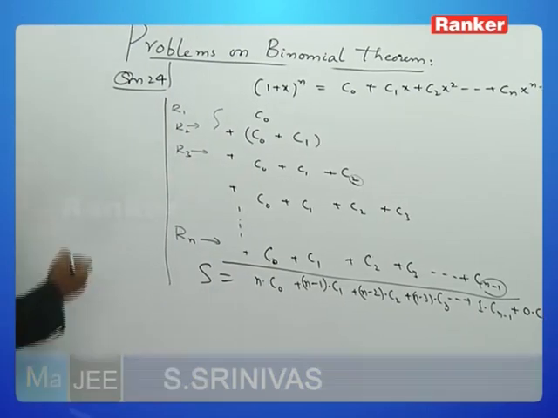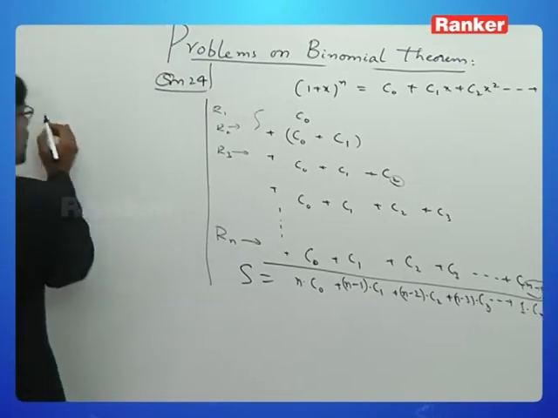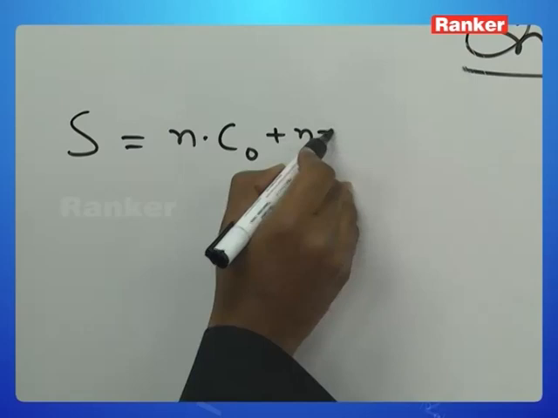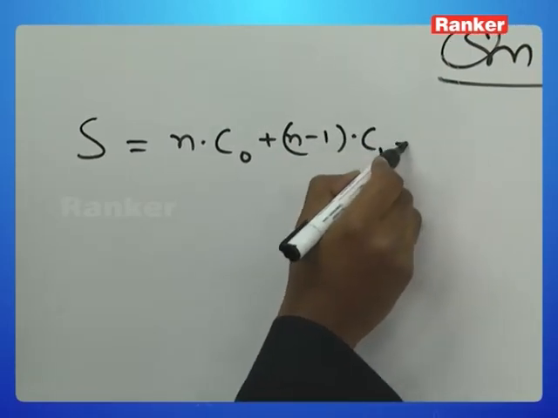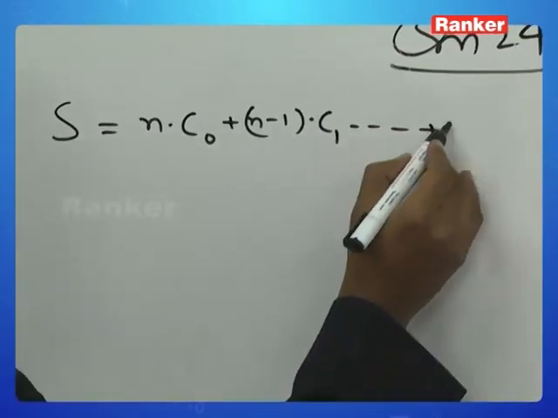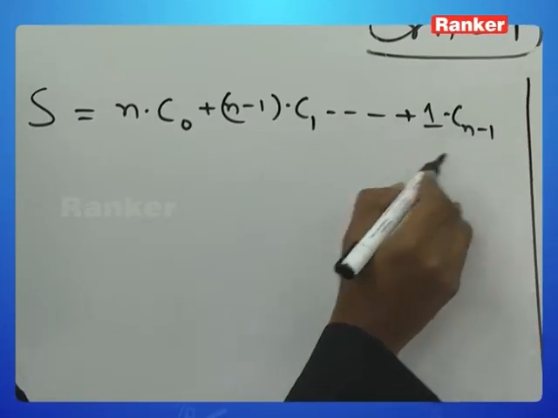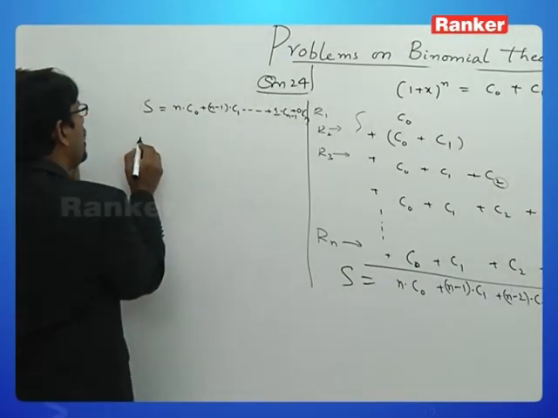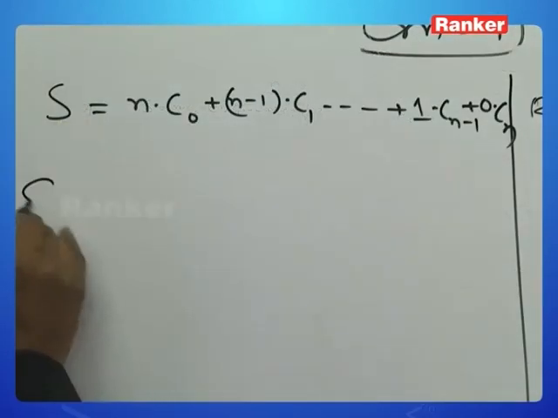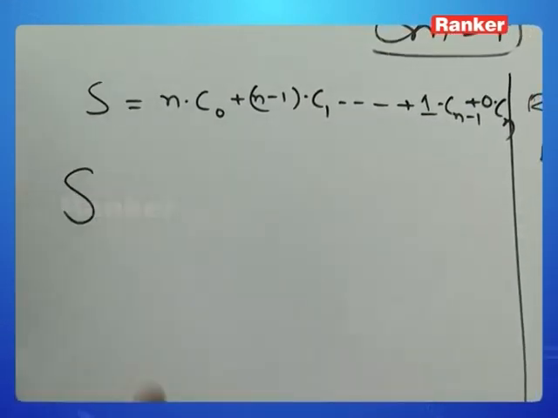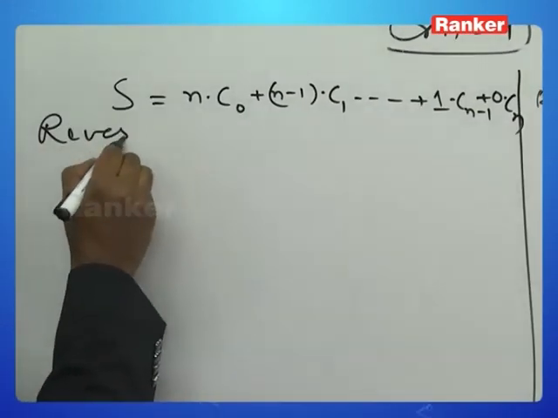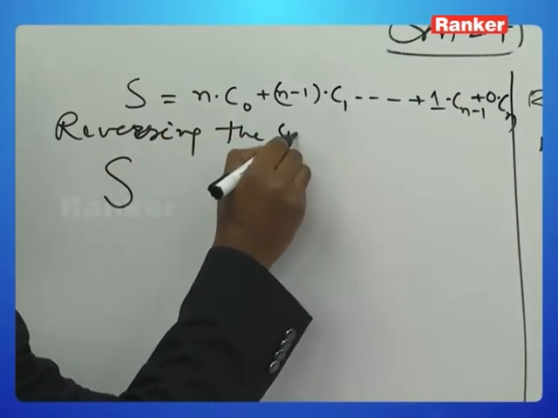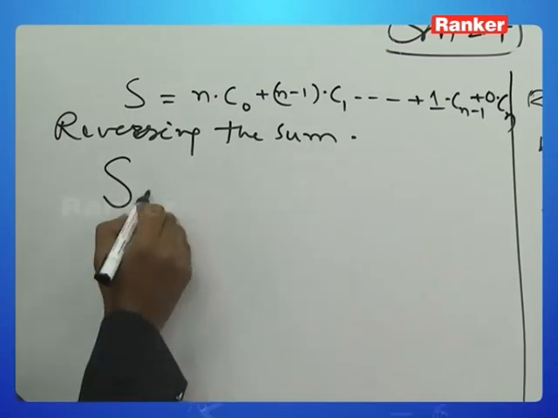What is my S here? S is equal to n into C0 plus (n minus 1) into C1, and so on and so forth, 1 into Cn minus 1 plus 0 into Cn. Now we will reverse the sum. Reversing the sum, I am writing. What will you get?